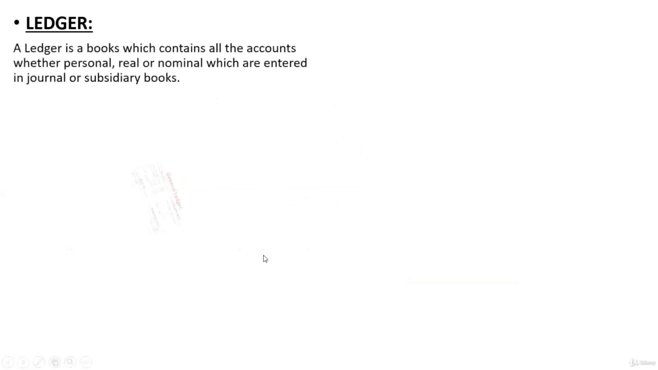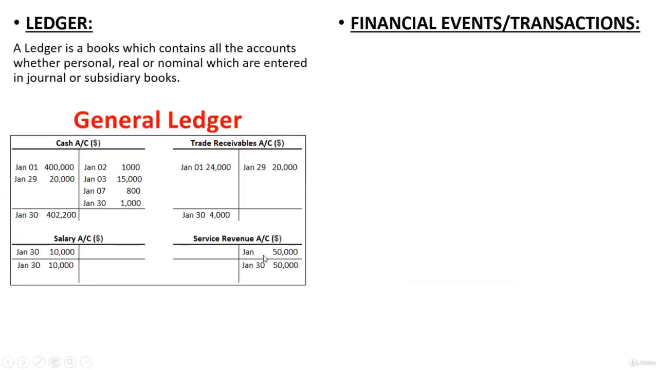Now next comes your ledger. What is a ledger? A ledger is a book which contains all the details related to your nominal account, personal account, and real account. See, these are the subsidiary books that we prepare after posting the journal entries.